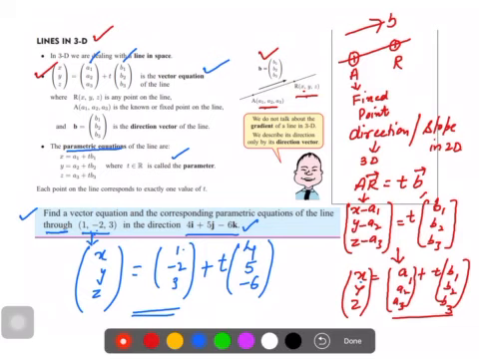And if you want the parametric equation, that's quite easy. If I write here, x equals 1 plus 4t, and y is -2 plus 5t, and z equals 3 minus 6t. So that's what you call the parametric equation, and this is the vector equation.